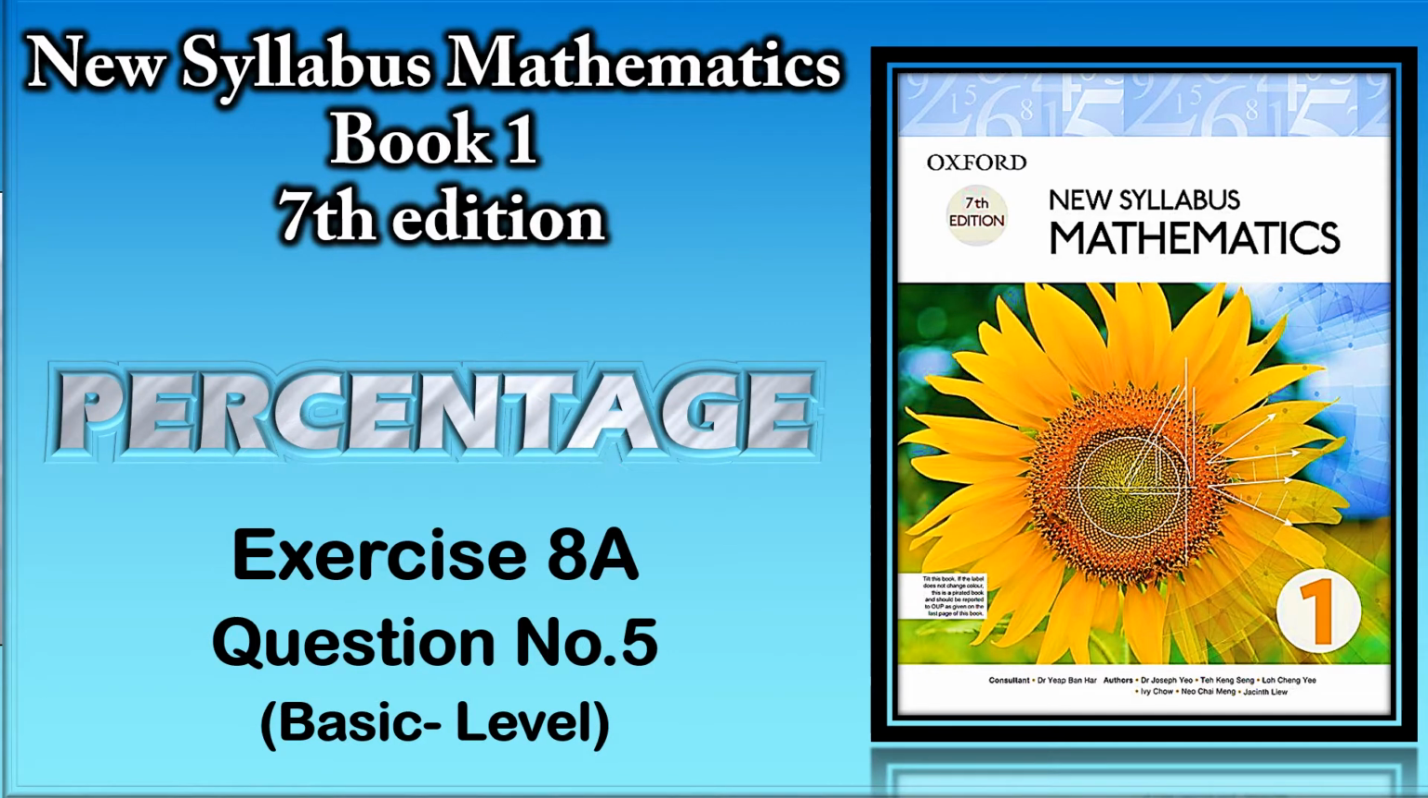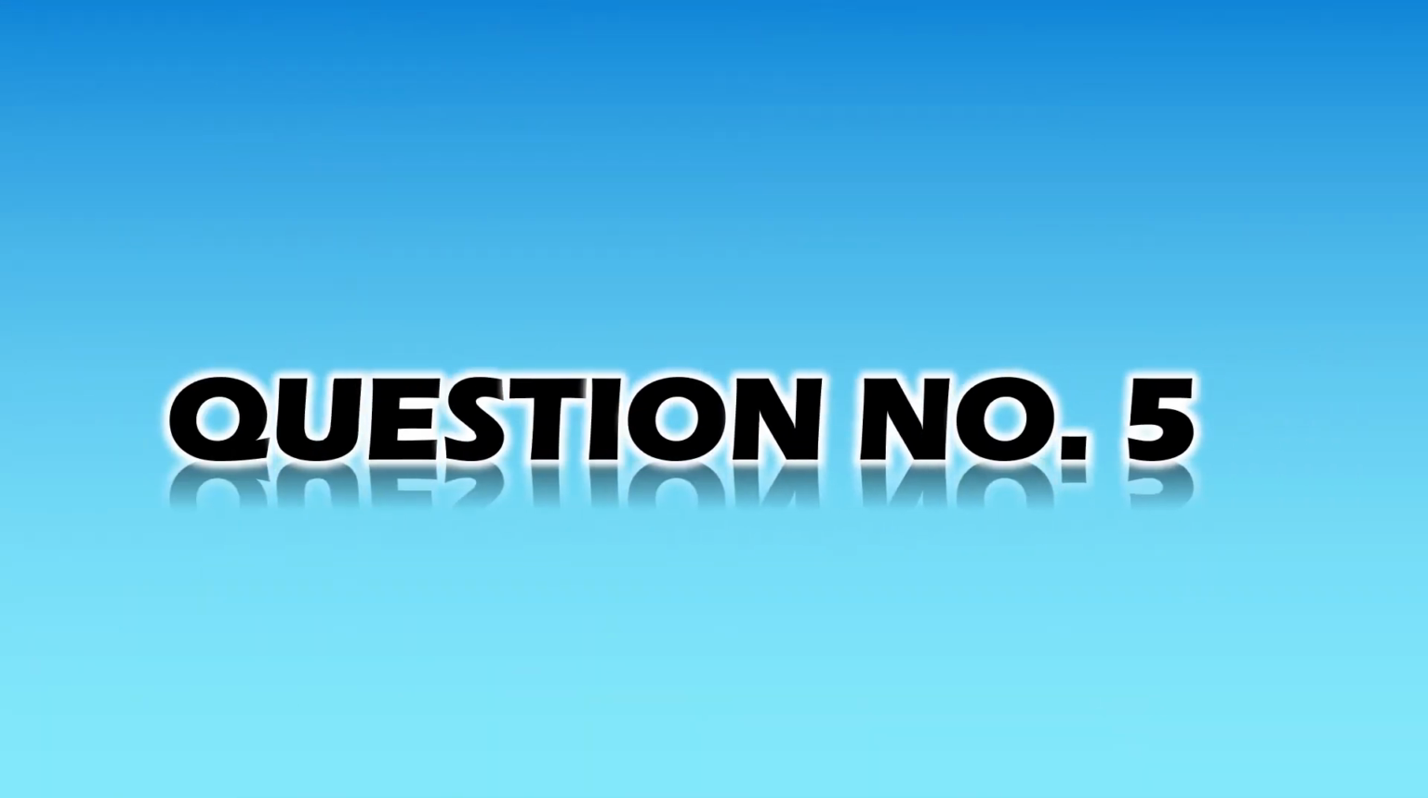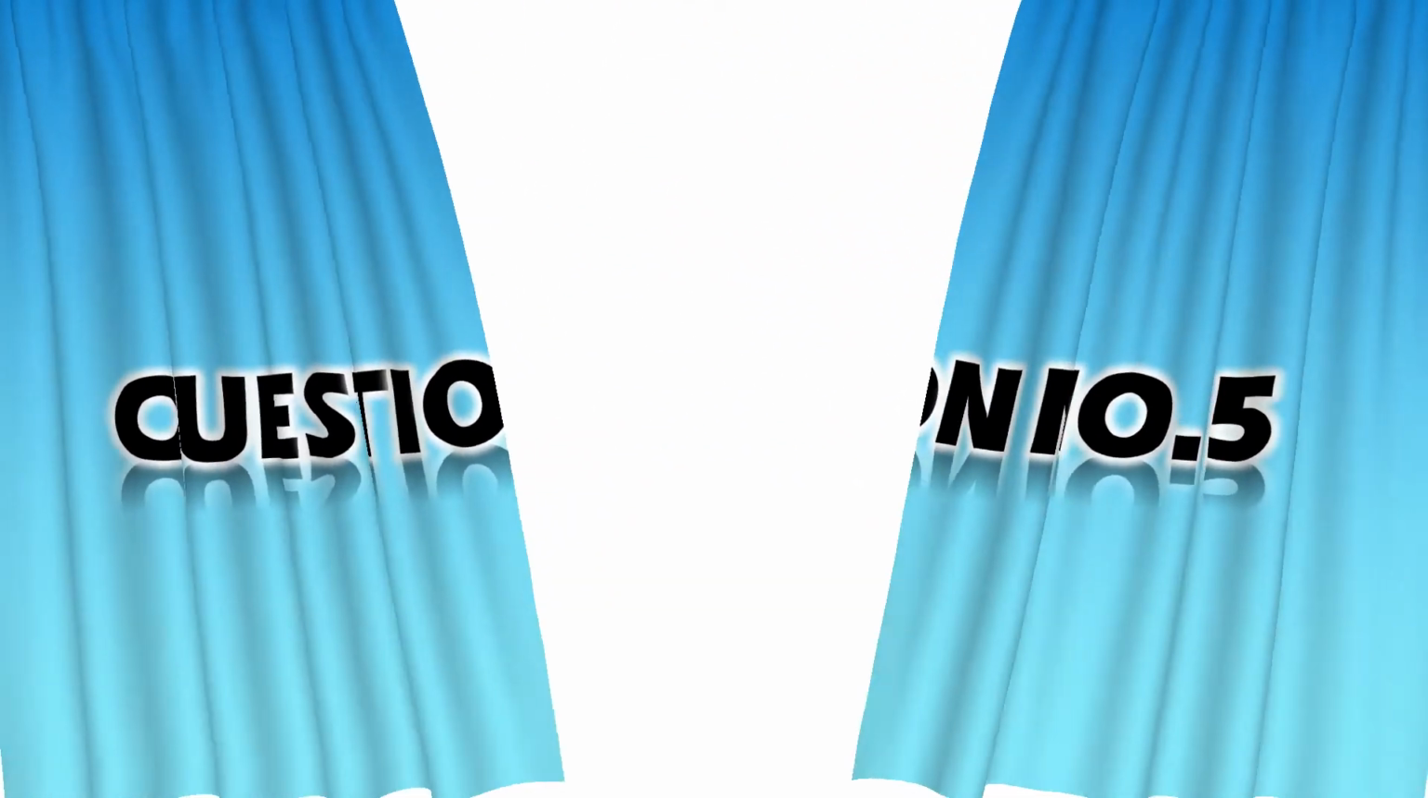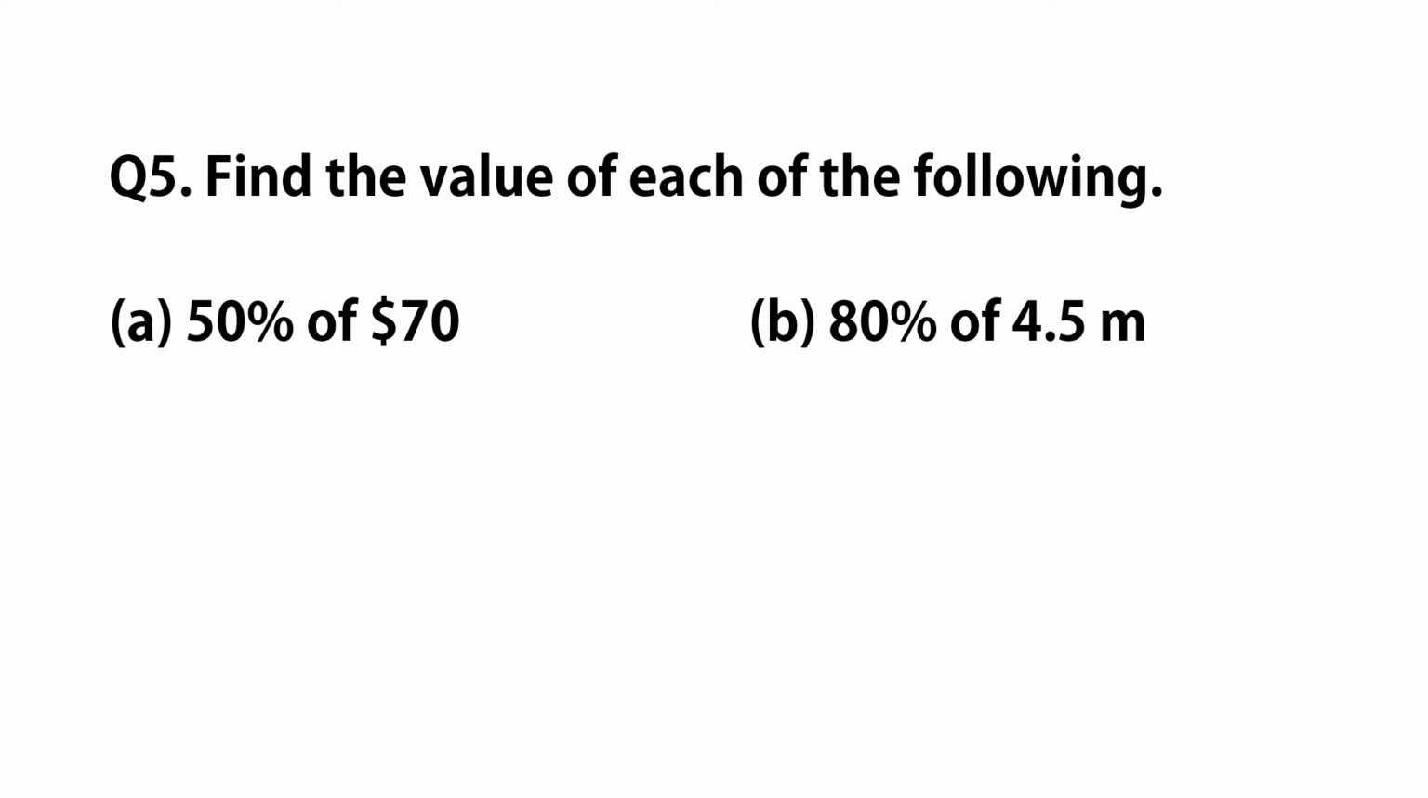New Syllabus Mathematics Book 1, 7th Edition, Chapter 8, Percentage, Exercise 8A, Question number 5, Basic Level. Question number 5: Find the value of each of the following. Part A, 50% of $70, and Part B, 80% of 4.5 meters.